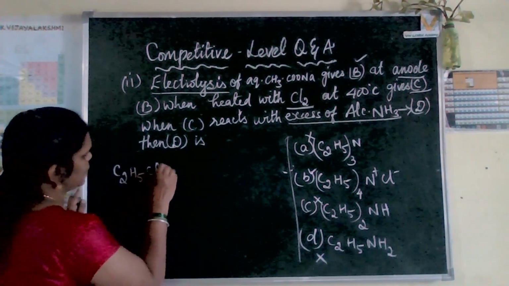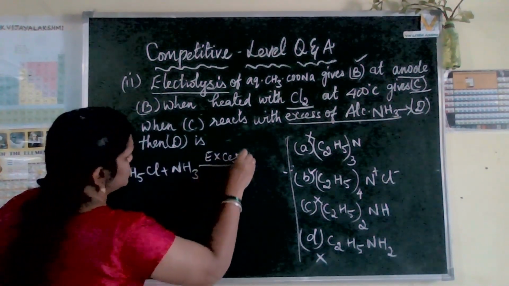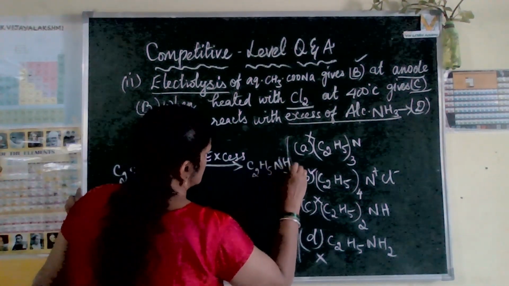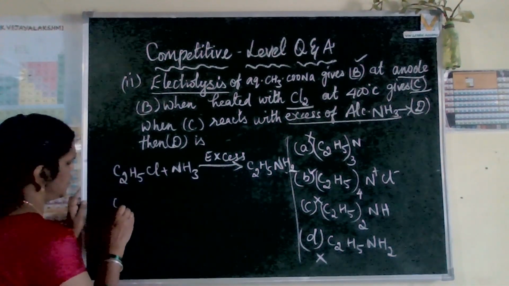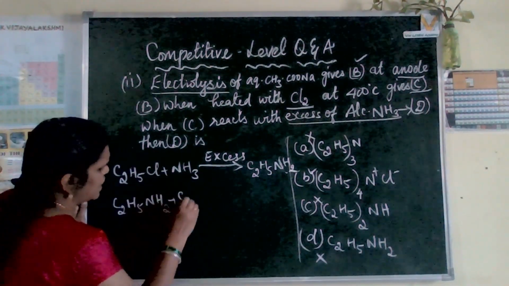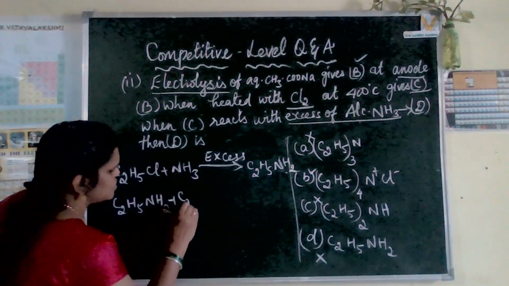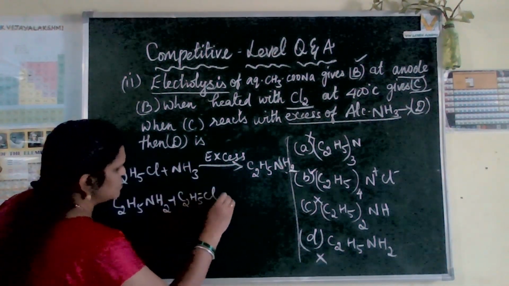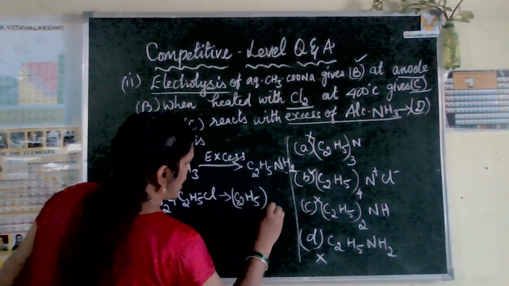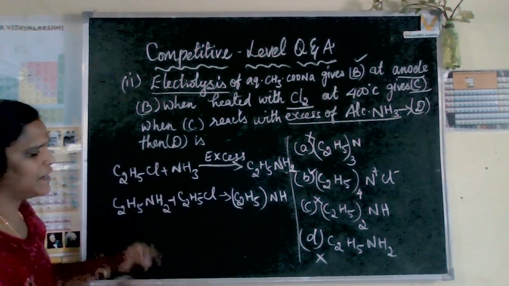C2H5Cl combined with ammonia in excess. What will you get? First, C2H5NH2. This C2H5NH2 again reacts with ethyl chloride, because they mentioned excess. So you are adding again into that main compound, C2H5Cl, and you will get (C2H5)2NH. Then HCl will be removed; one hydrogen will be replaced by the chlorine.